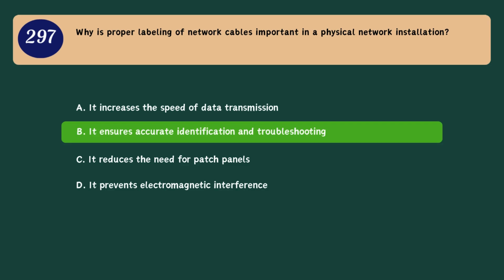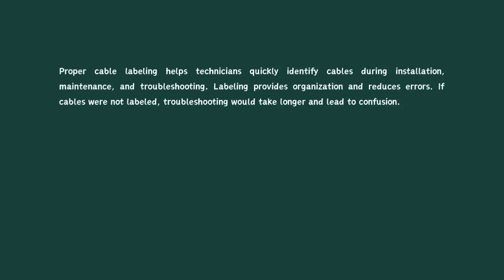Correct answer. B. It ensures accurate identification and troubleshooting. Proper cable labeling helps technicians quickly identify cables during installation, maintenance, and troubleshooting. Labeling provides organization and reduces errors. If cables were not labeled, troubleshooting would take longer and lead to confusion.